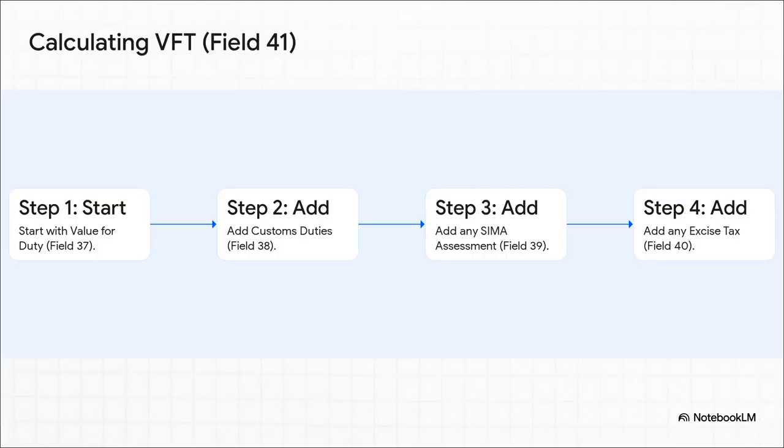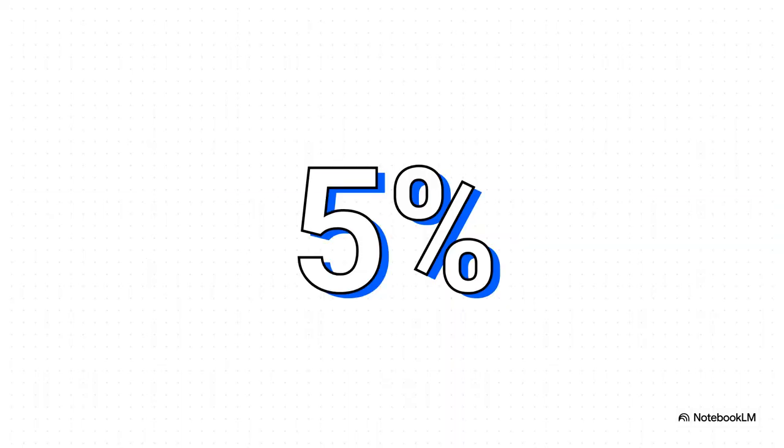Now, calculating the final tax isn't as simple as just using the product's price. To find the value for tax, you actually start with the value for duty. Then you add on any customs duties, and then any other special taxes. The GST is then calculated on that final, higher amount. It's a buildup. And that GST, the one entered in Field 35, is almost always the standard 5%. It's this rate that gets applied to that total value for tax that we just calculated.